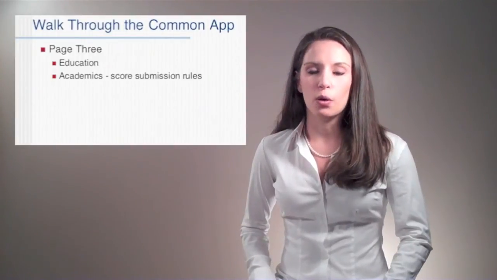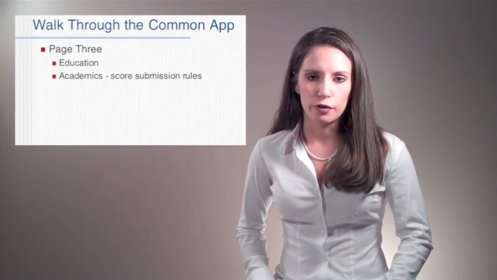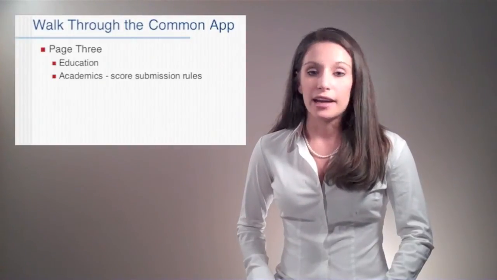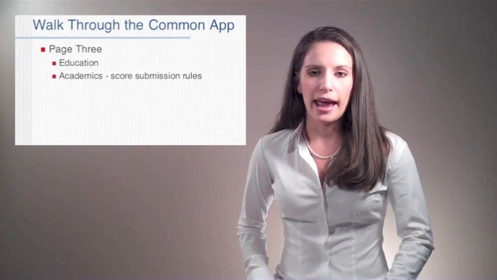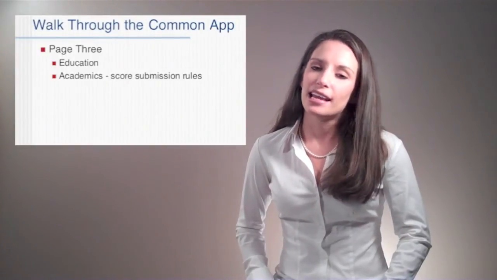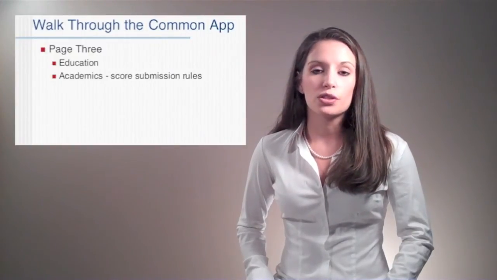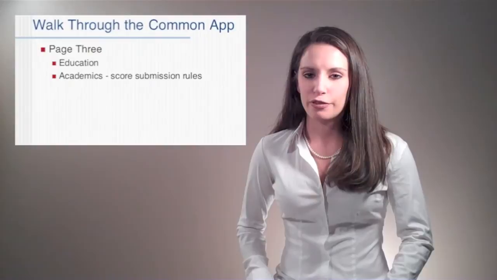Page 3 is about your education. It's about the education you've had so far in high school. It's got its academics part and the score submission. Basically, it goes through and asks for the different courses that you've been taking, your grades, and the score submission rules. This is different this year.